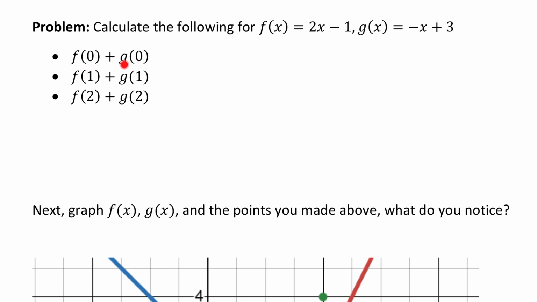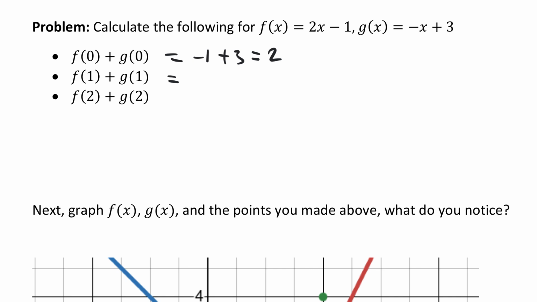Let's calculate f of 0 plus g of 0, f of 1 plus g of 1, f of 2 plus g of 2. So again, if you remember how we do these, it just means we find f of 0, then we find g of 0, and then we add them together. So this first one's going to be negative 1 plus 3, which is 2.